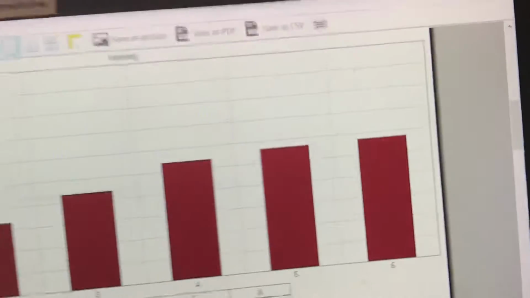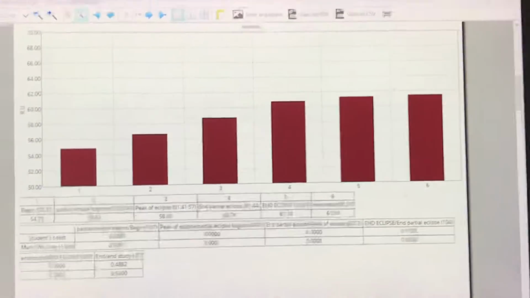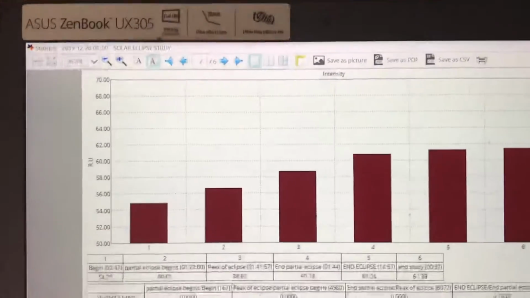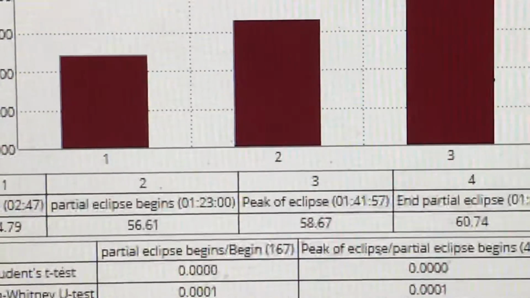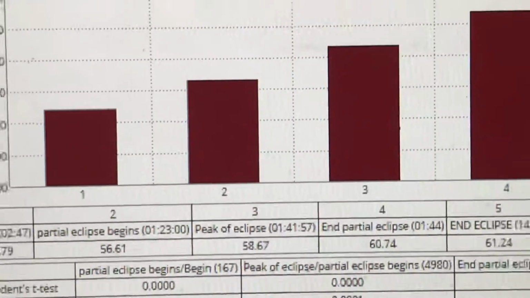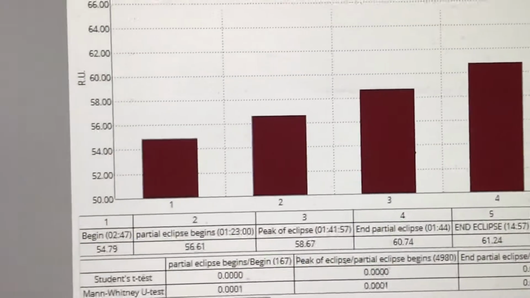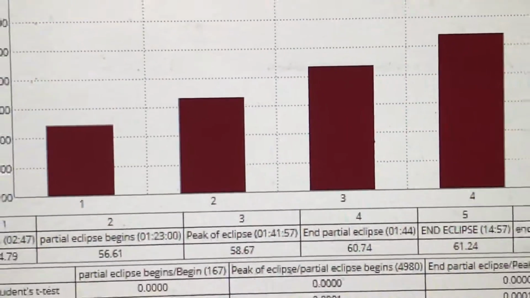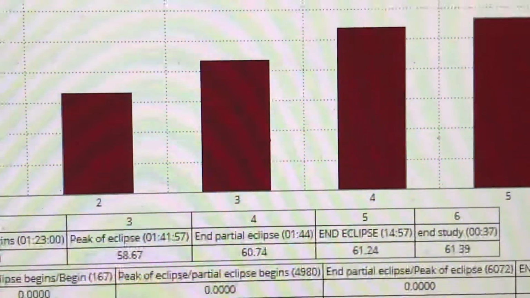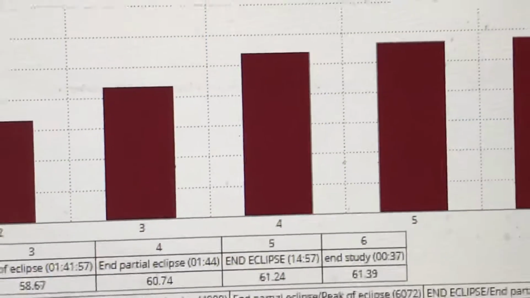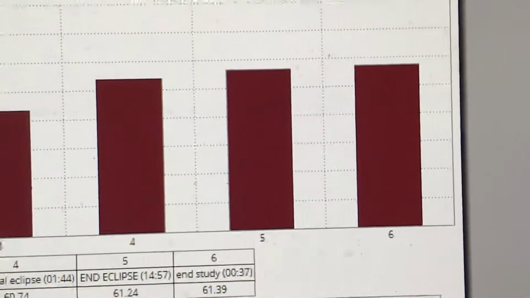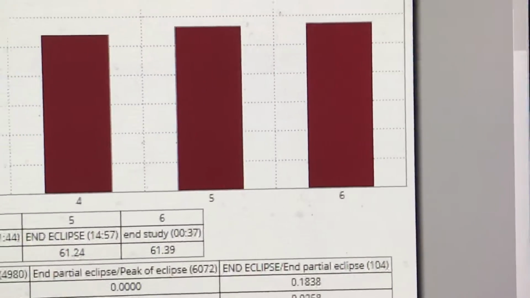That's connected there to the USB, and now with all the charts and graphs, we have done the calculations, and this calculation is showing us the intensity, and the intensity begins here. We look at number 2, partial eclipse begins, and these are measures of photons, photon count in relative units. So we see photon count 2, 3 is the peak of the eclipse, and then we come to the end of the eclipse, and now we see that as the eclipse ends, the intensity begins to grow.